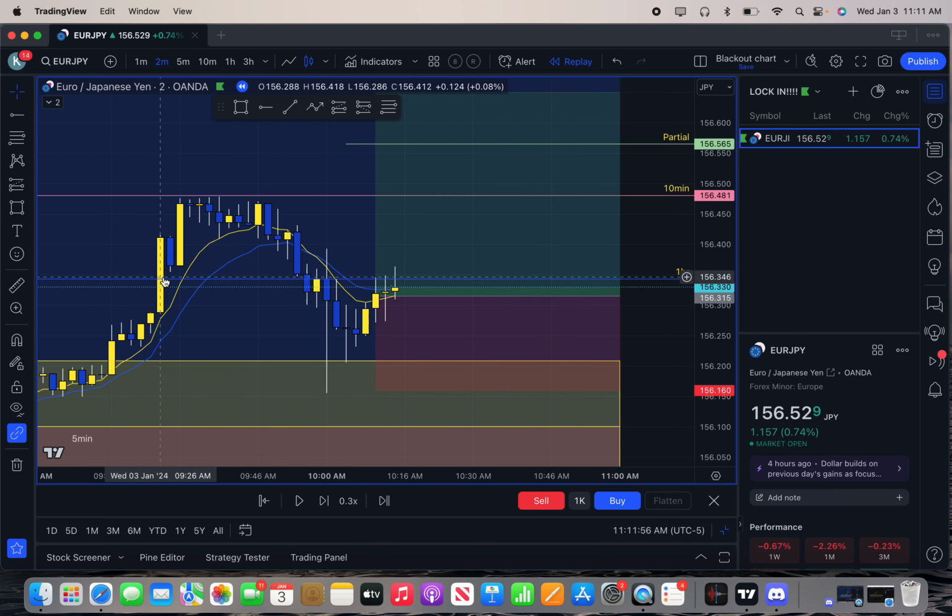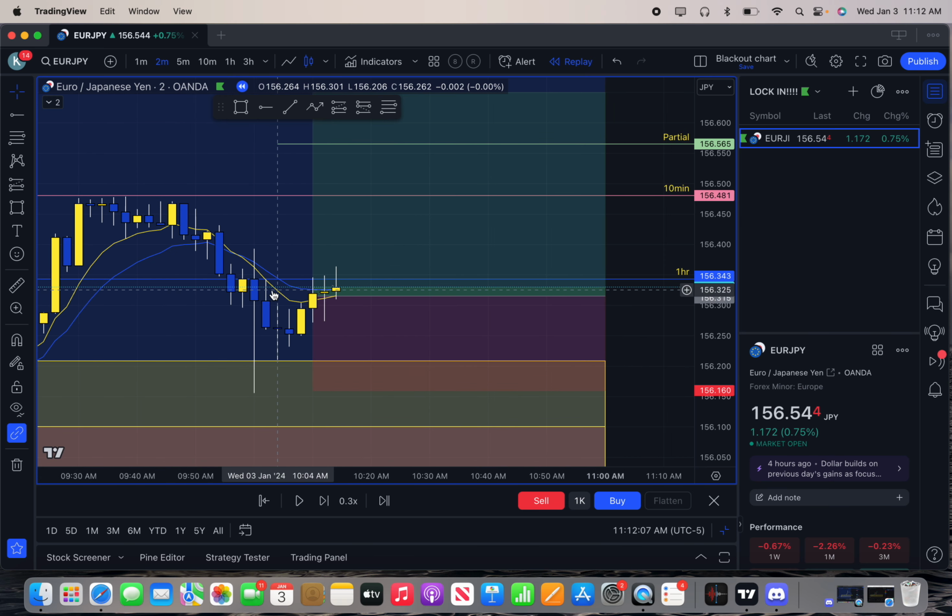So we see we got a pullback here. Then this was the low. Price never broke the high, but then it pushed straight down. So really, the 2 minute is just downtrending. And there's no internal structure here to manage it.